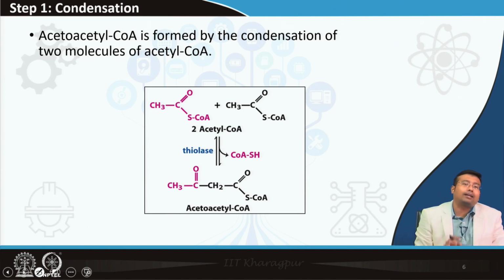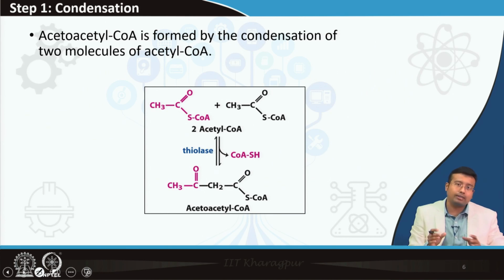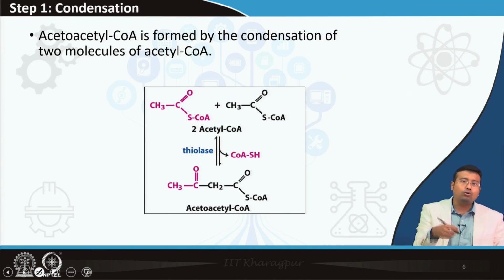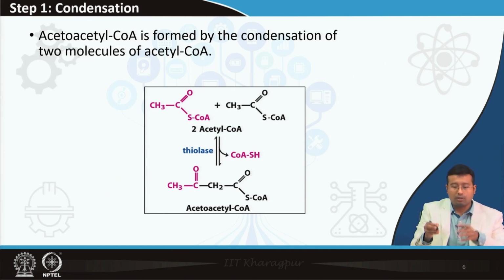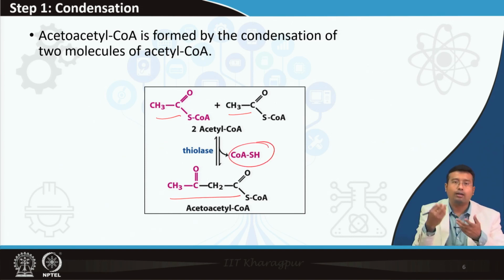I already told you the starting compound is acetyl coenzyme A. Where is it coming from? Excess acetyl coenzyme A is now in the system by breakdown of fatty acid, beta oxidation. So, two molecules of acetyl coenzyme A in the first step, a condensation reaction, combine, two carbon compounds combine to form acetoacetyl coenzyme A. If you look at the skeleton, there are two acetyl groups and this forms an acetoacetyl. One coenzyme A is lost in the reaction.